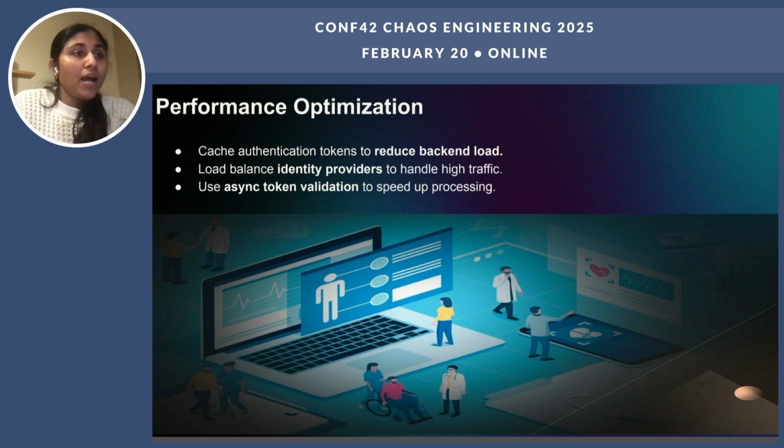Next, to handle high traffic and prevent failures, we use load balancing for identity providers. This ensures that authentication requests are distributed effectively, preventing bottlenecks and improving system reliability. If one of the servers experiences high demand, another can take over seamlessly.